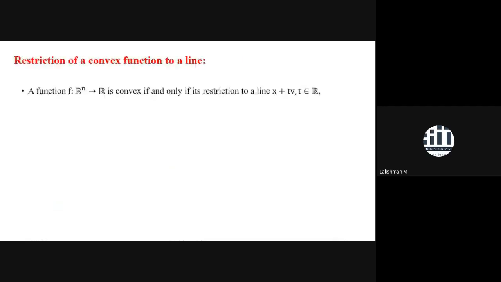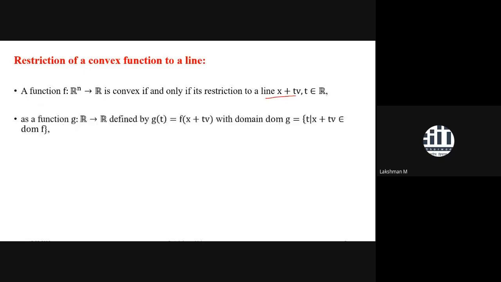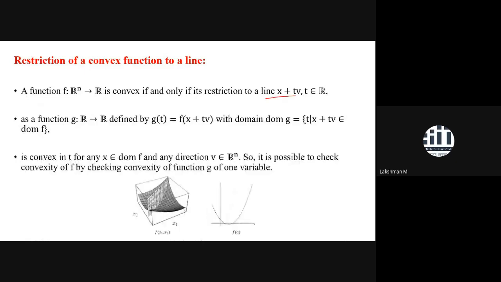So this one recap I had already covered in the last class. So I would avoid it here. Restriction to a function: I had told that you have to restrict along a line in the domain of the function. This example we had already seen in the last class, so I would like to avoid it.